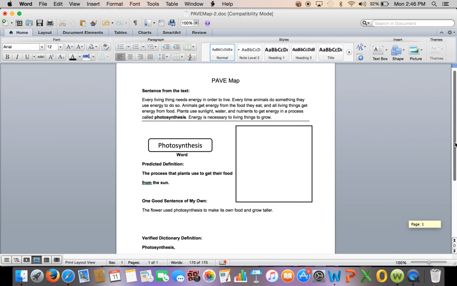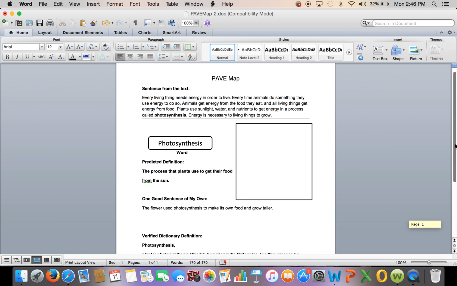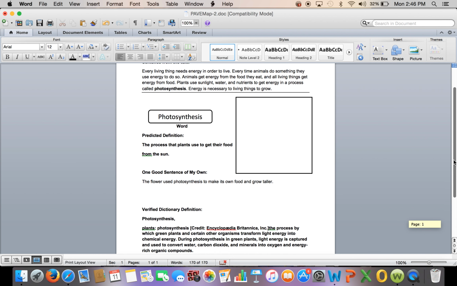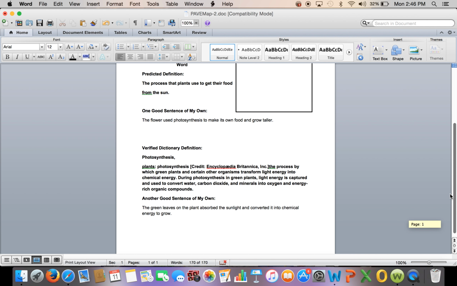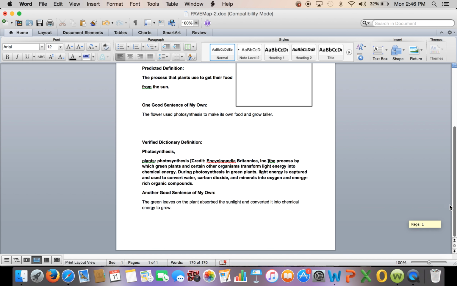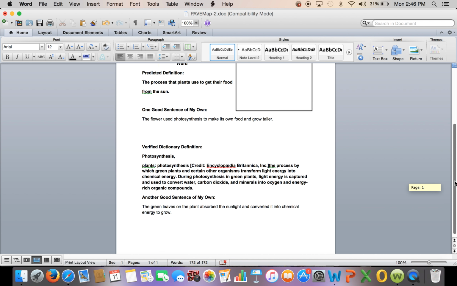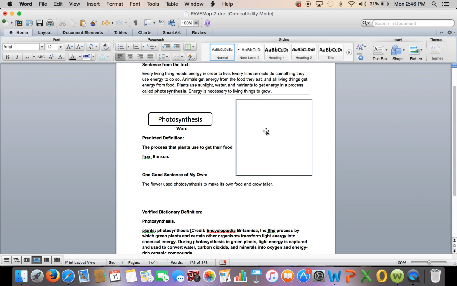So now we have the sentence from the text that we were reading, and then our word that we're looking at, which is photosynthesis, our predicted definition, a sentence based on that predicted definition, the verified definition from a dictionary, and then another good sentence based on the verified definition. And then the last step is going to be to have the students draw a picture or a symbol to associate that word with something that they already know, or just give them a good picture of what photosynthesis really looks like.